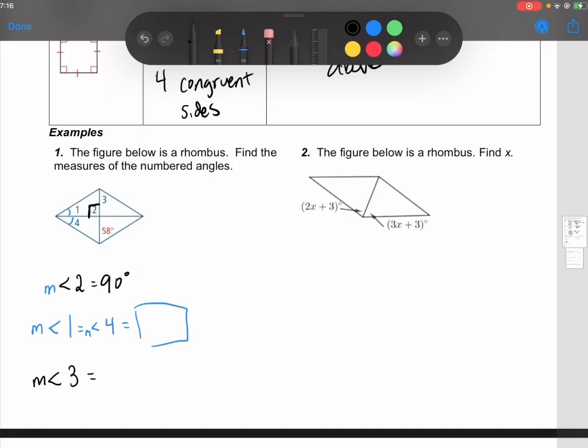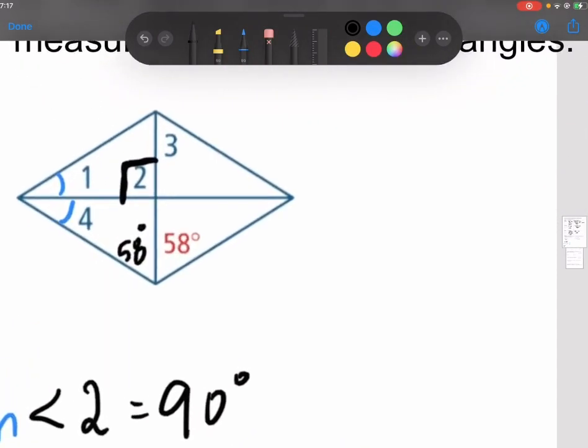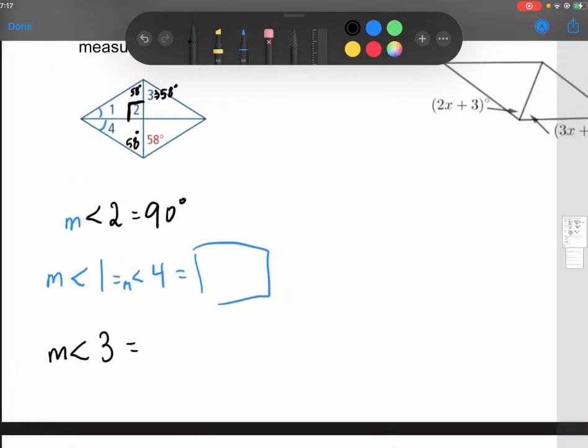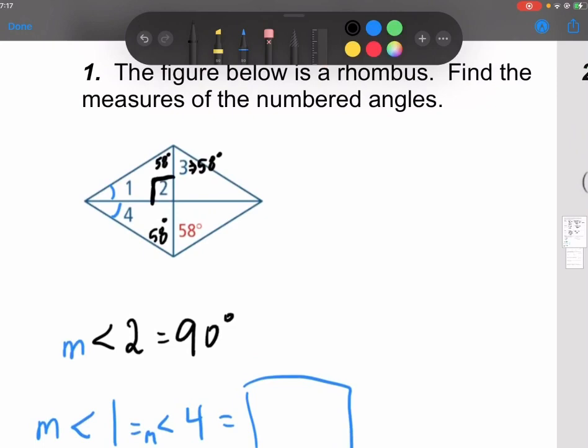Now, if this is 58 degrees, that tells us this angle right here is also 58, which tells us over here is 58, and so is angle 3. So the measure of angle 3 is 58 degrees. Now, it's going to be helpful to know what the total right here is. If I take that 58 and times it by 2, or just add it twice, you get 116 degrees. So this whole big angle is 116.